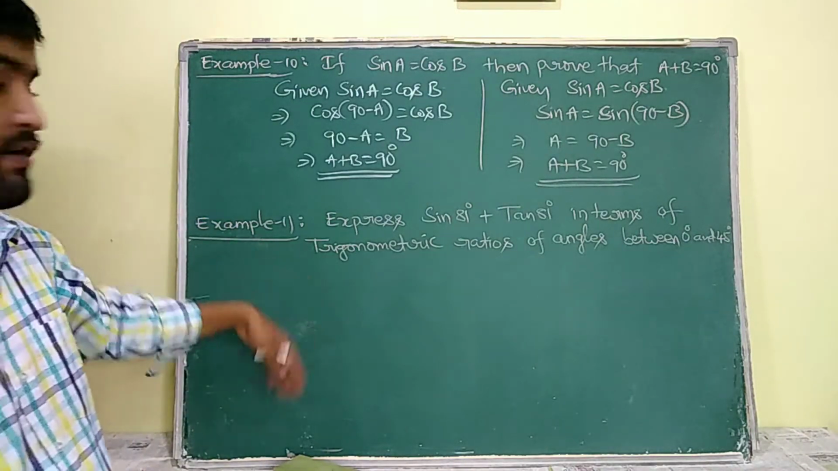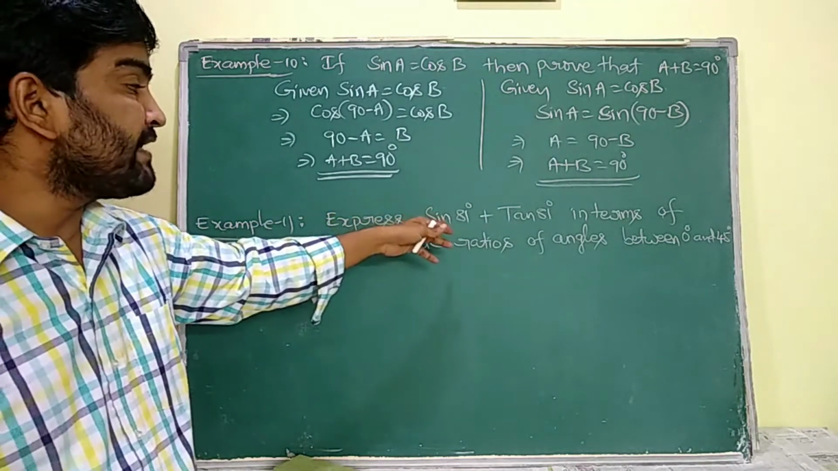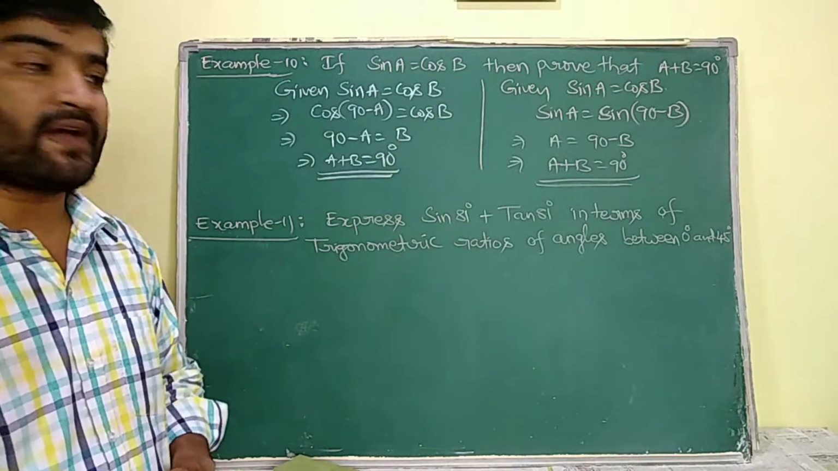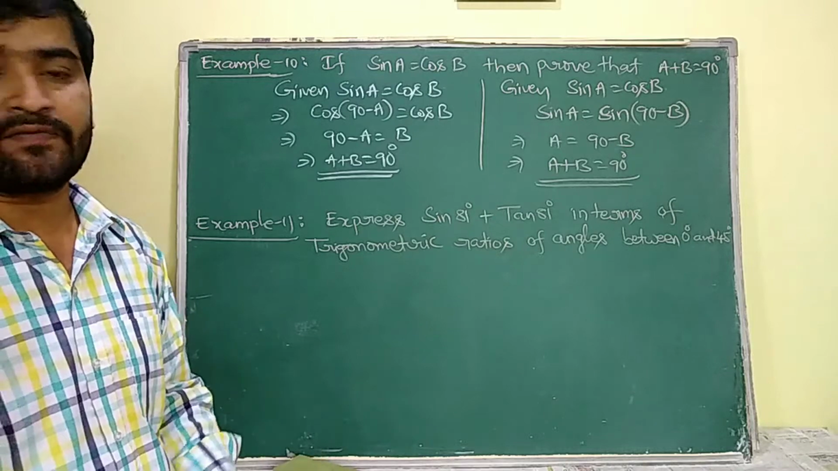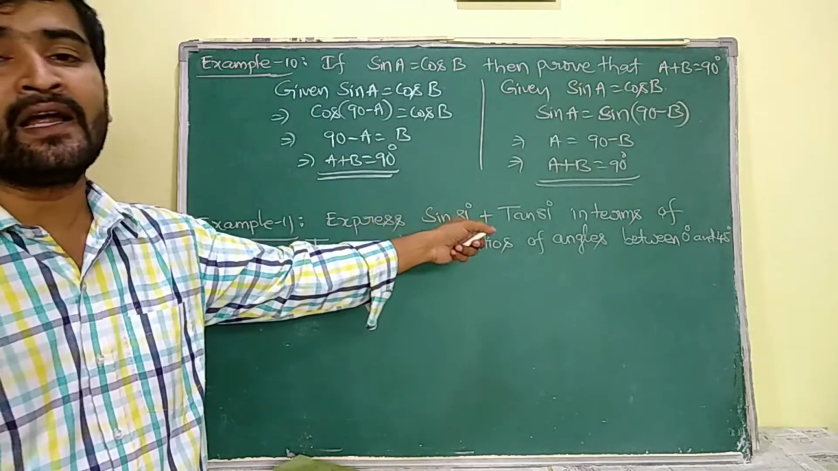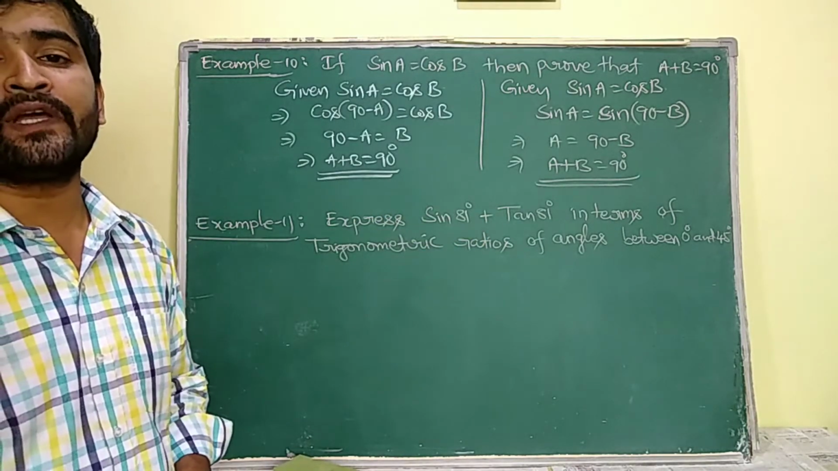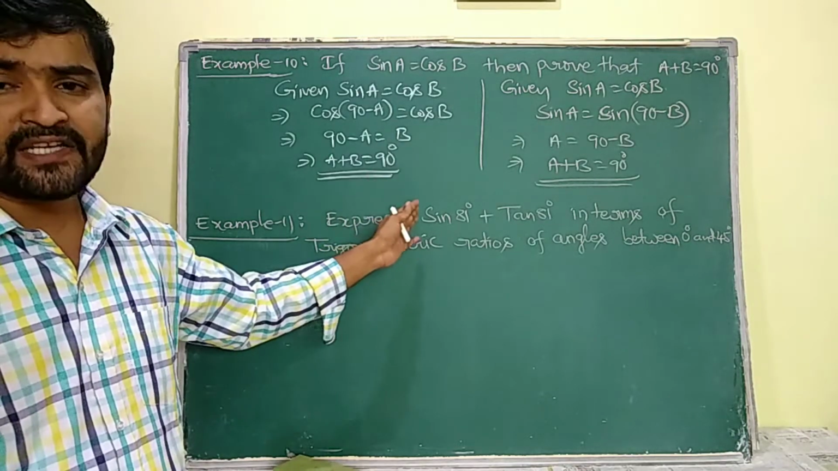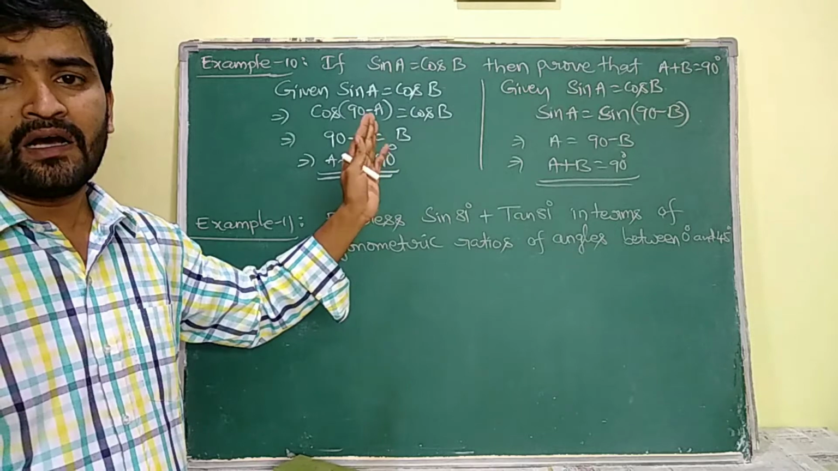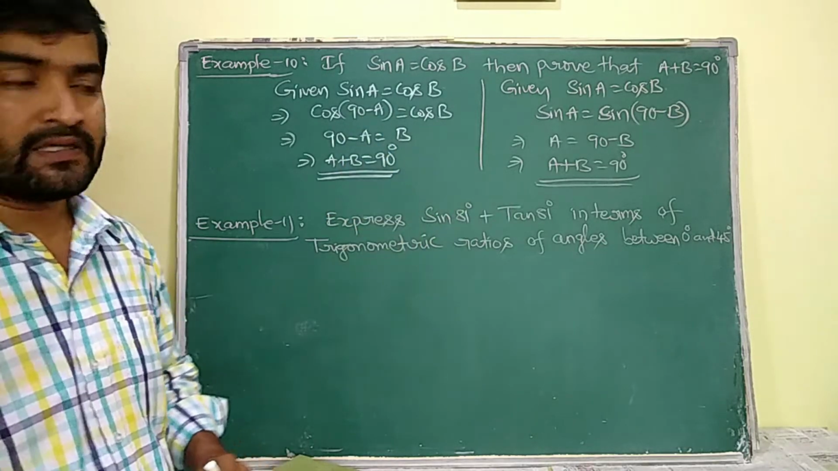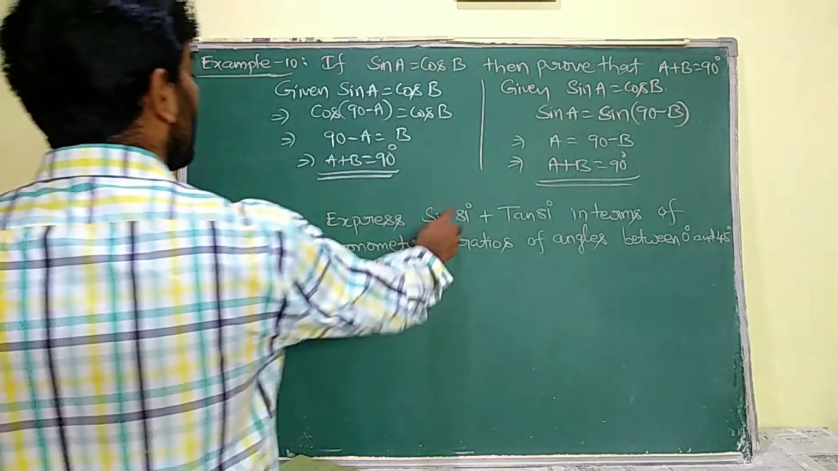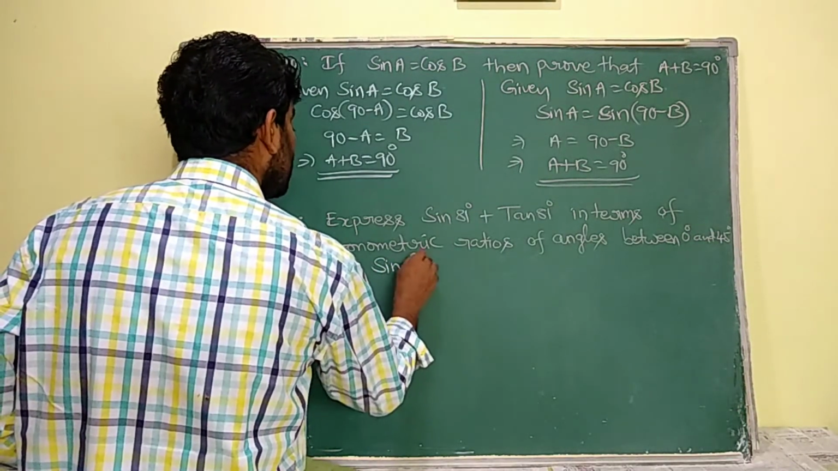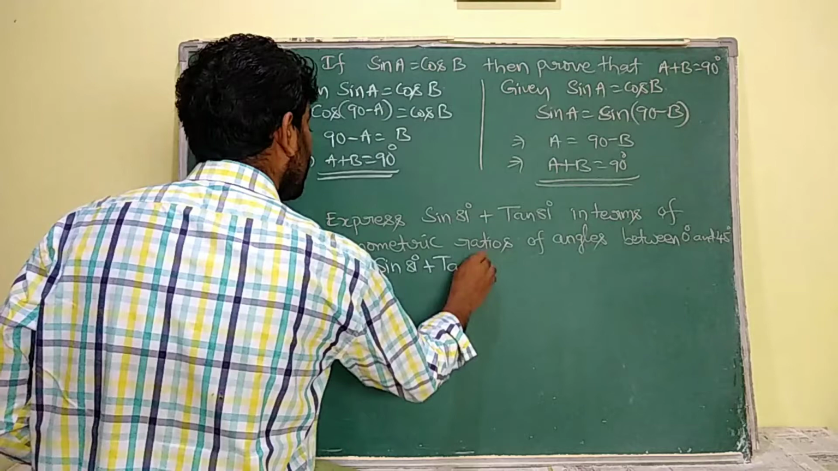Now example 11. Express sin 81 degrees plus tan 81 degrees in terms of trigonometric ratios of angles between 0 and 45. That means these sin 81 and tan 81 are going to be expressed in the trigonometric ratios of 0 to 45 degrees. That means I have to write its complementary angles. First write sin 81 plus tan 81, it is given.